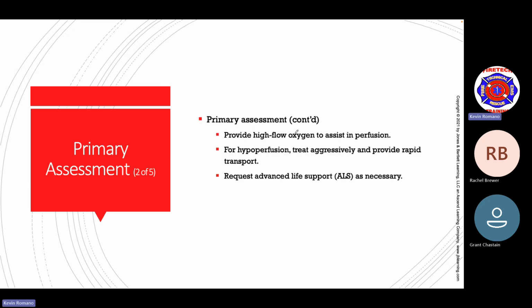Provide high flow oxygen to assist perfusion and damaged tissues. Just because it says 98% does not mean that they don't need oxygen because it's a traumatic injury. High flow, non-rebreather, and or if you need to assist with the BVM. ALS with more aggressive shock management as well.